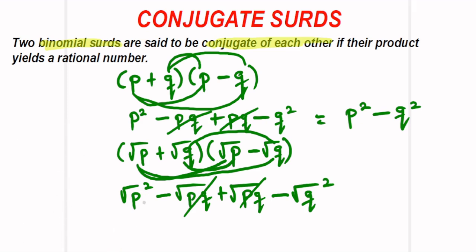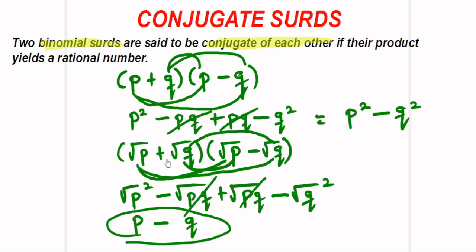So the square root of p square is p, and you know there's a minus sign here. Now the square root of q square is q. So now if you look at this, p minus q is a rational number. That means it is now in the form of a whole number. We no longer have this radical, or let's say the square root. We no longer have them.